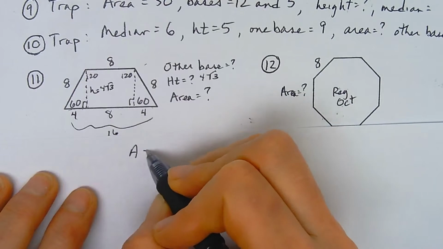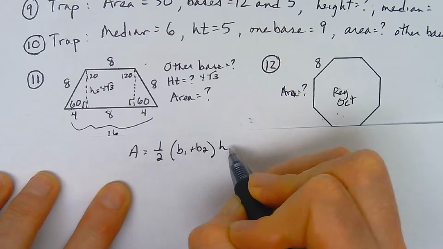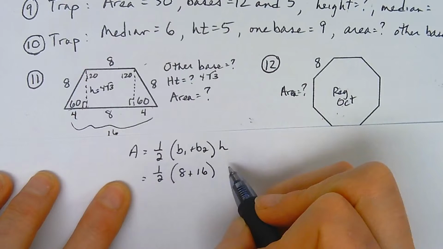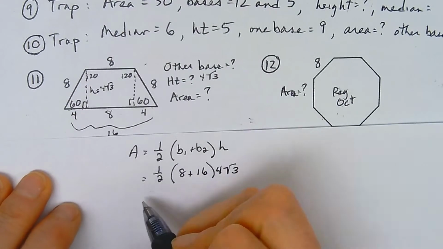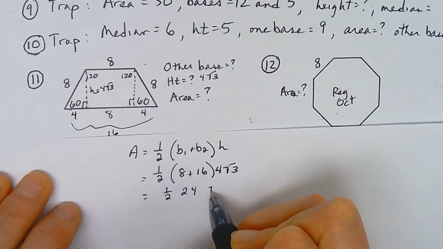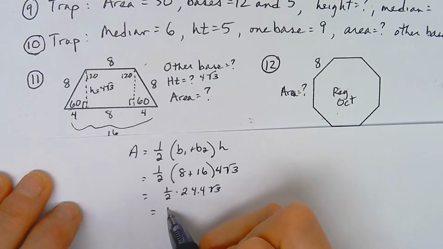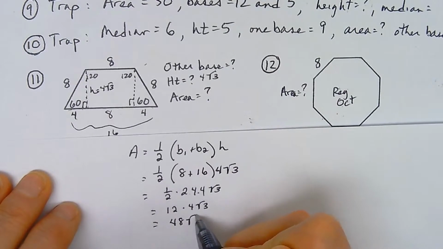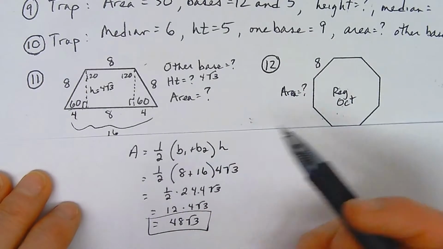The area of a trapezoid is equal to 1/2 base 1 plus base 2 times the height. That's equal to 1/2 of 8 plus 16 times 4 rad 3. Let's simplify this. 1/2 of 24 times 4 rad 3. 1/2 of 24 is 12 times 4 rad 3, and that's 48 rad 3. And that's the area of this trapezoid. Not as hard as it actually looks.